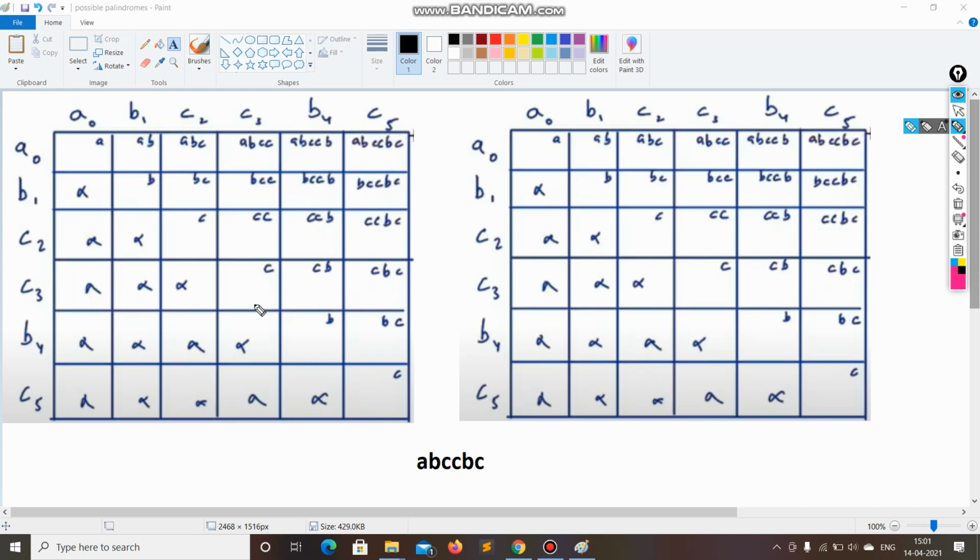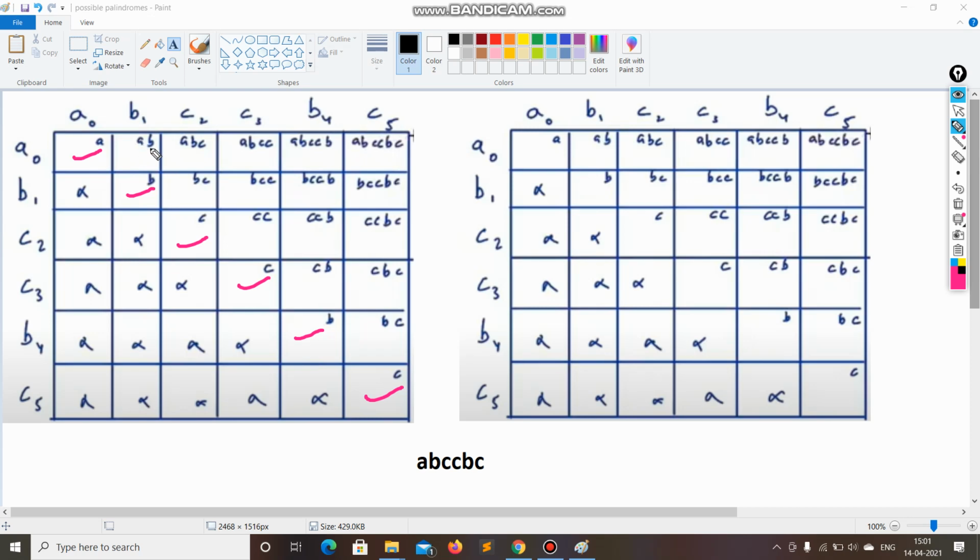So you have to tell me, is A a palindrome? Yes, A itself is a palindrome. B itself is a palindrome. C itself is a palindrome. C, B and C are each palindromes by themselves. Good.